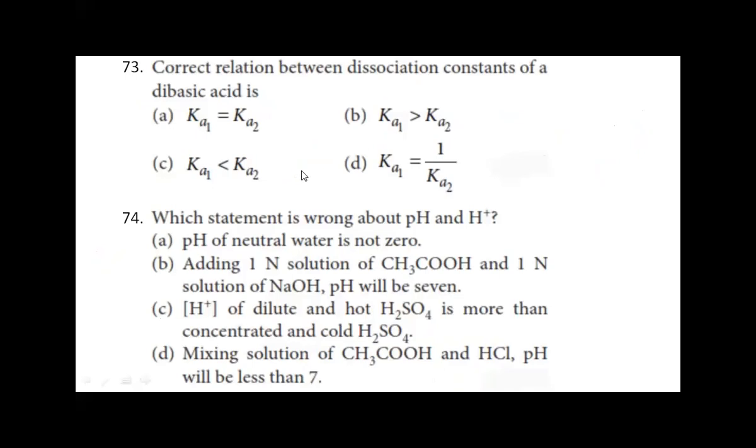Is that right? Next question. Which statement is wrong about pH and H plus ion concentration? pH of neutral water is not 0. Adding one normal solution of CH3COOH and one normal solution of NaOH, pH will be 7. H plus ion concentration of dilute and hot H2SO4 is more than concentrated and cold H2SO4. Mixing solution of CH3COOH and HCl, pH will be less than 7.